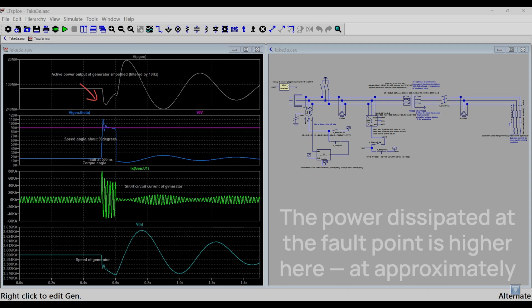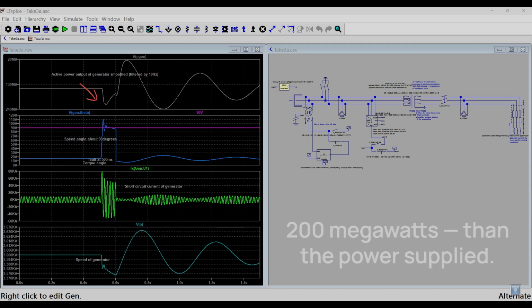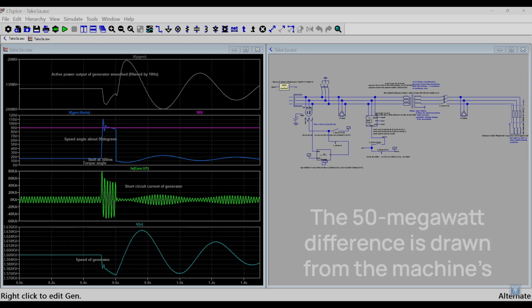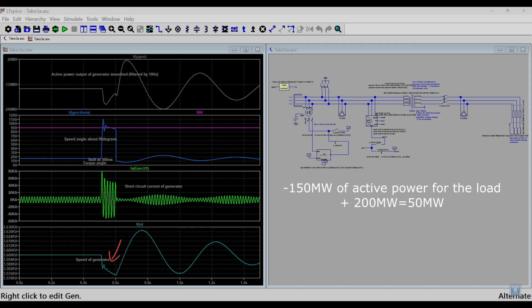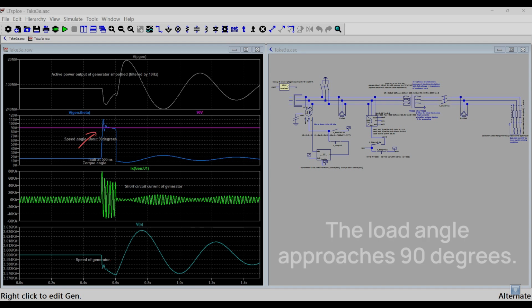The power dissipated at the fault point is higher here, at approximately 200 megawatts, than the power supplied. The 50 megawatt difference is drawn from the machine's potential energy, causing the machine's speed to drop. The load angle approaches 90 degrees.